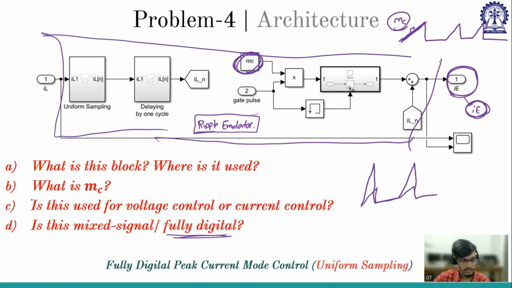So I have asked this. MC is the slope for the ripple emulator, and this block is the ripple emulator. And where is it used? It is used in the fully digital peak current mode control.